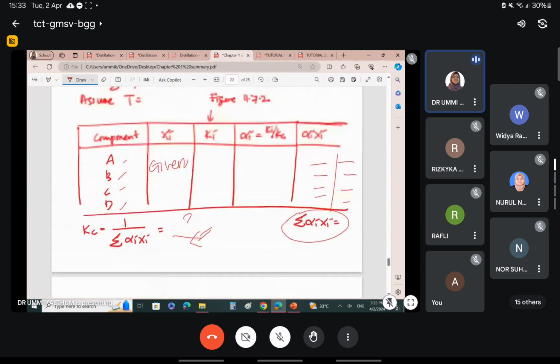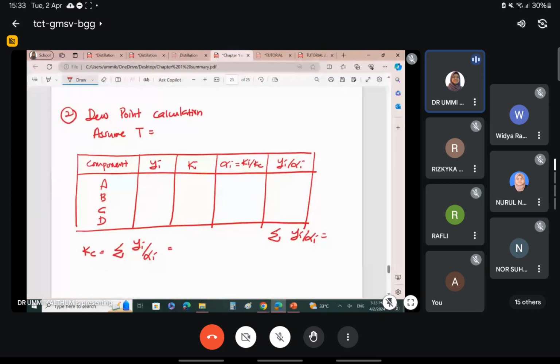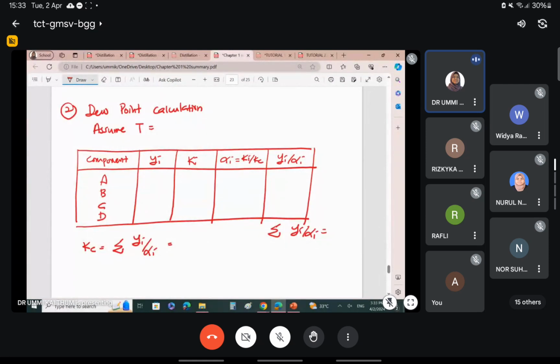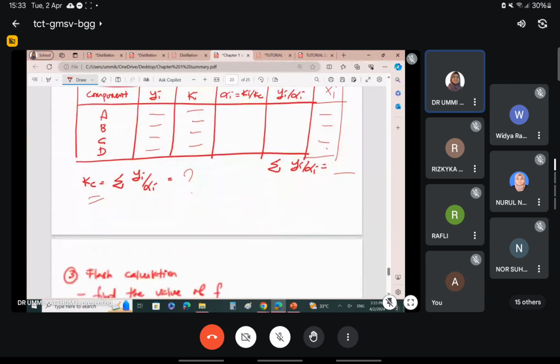Alright, so that is for boiling point. For dew point, okay, set up the table like this. yi is given. Okay, Ki value from figure, and then cari alpha i, and then cari yi over alpha i. So cari the summation of yi over alpha i, and cari Kc sama dengan berapa. So refer back to the figure, tengok temperature sama tak dengan ni. Kalau sama, baru boleh cari the value of xi.